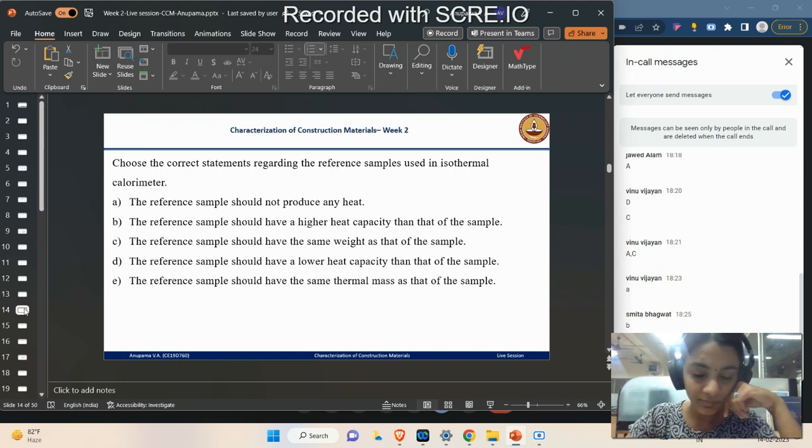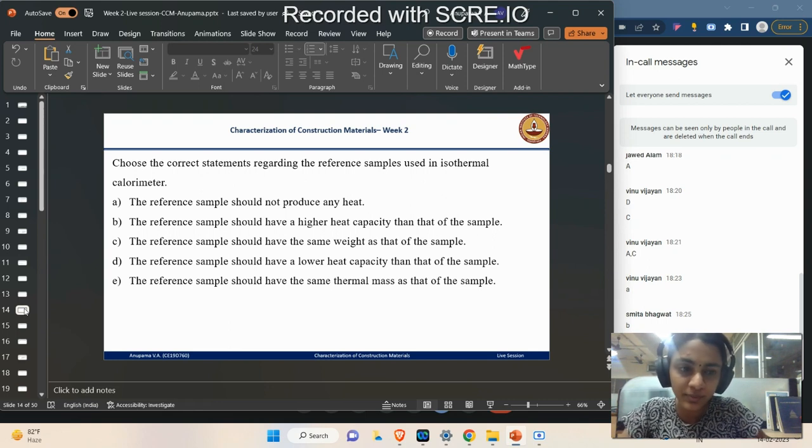Okay, Smita goes with B, D, and C. Smita, B and D are self contradictory. We want to revisit the answer you provided because B and D are self contradicting. One says higher heat capacity, the other one says lower heat capacity, and you say both are true. So just read the options again.